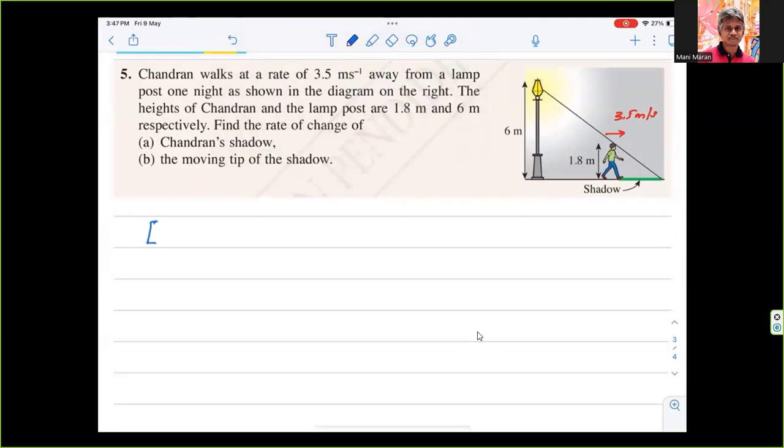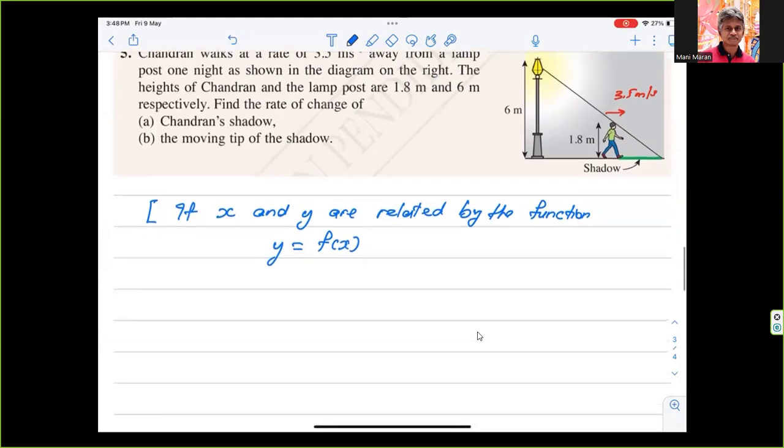I'll put the theory in square brackets here. Suppose x and y are two variables that are related by the function y is equal to f of x, and x is changing with respect to time, at the rate of dx by dt.